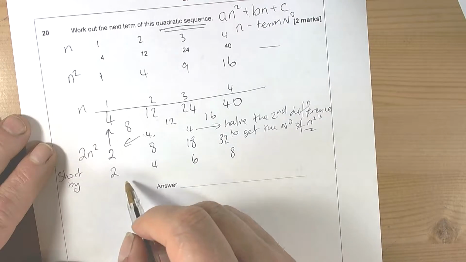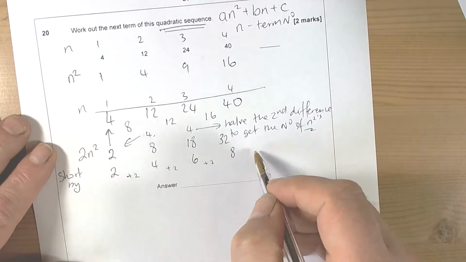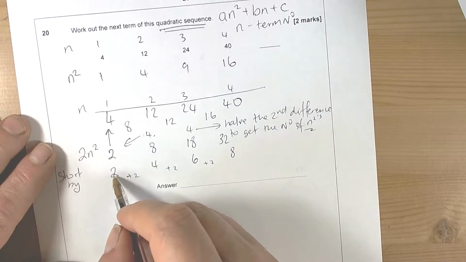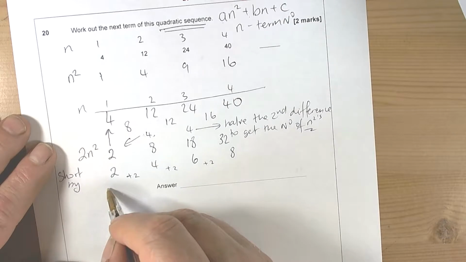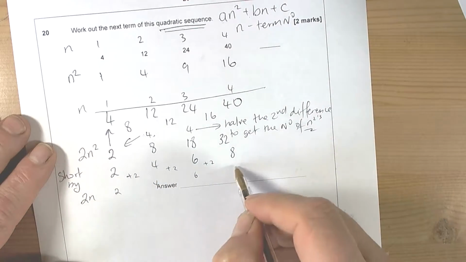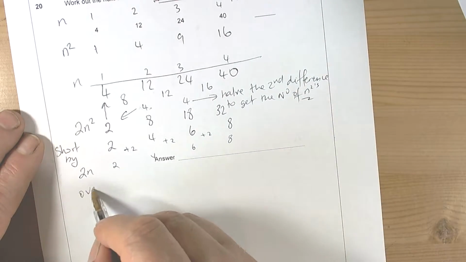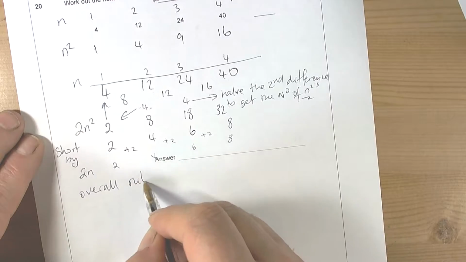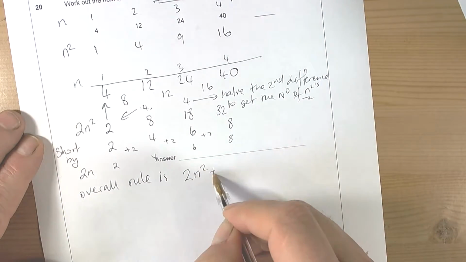And what we recognise then is that this is adding 2, adding 2 and adding 2, so this is just the 2 times table, so 2n. 2n is 2, 4, 6, 8. So the overall rule is 2n squared plus 2n.